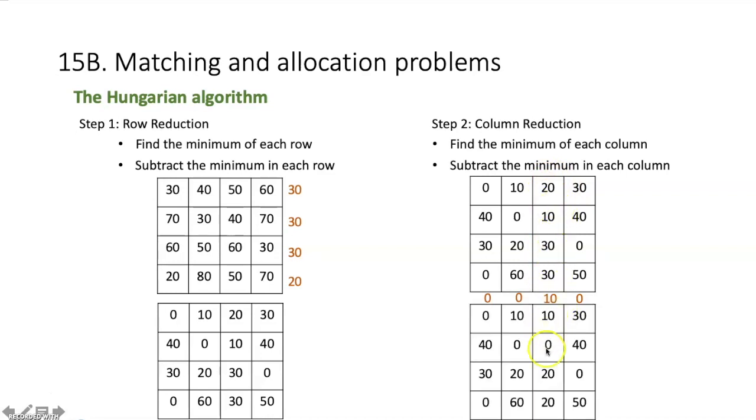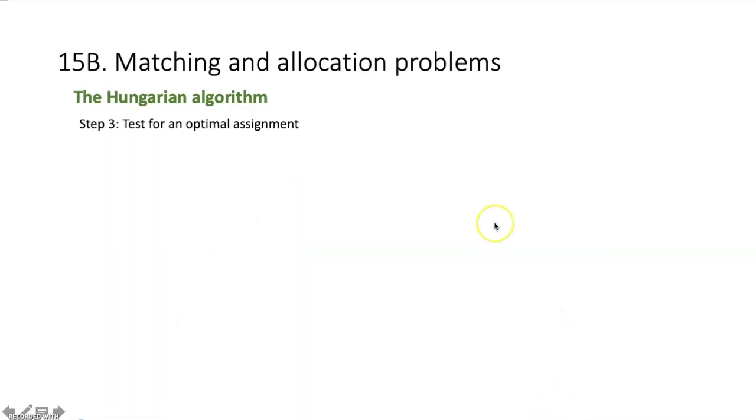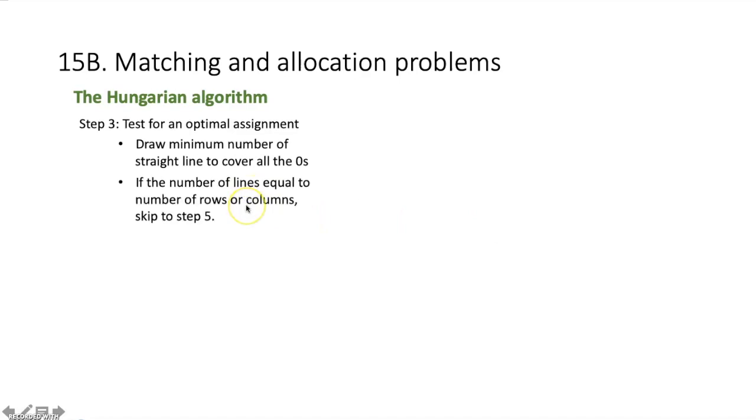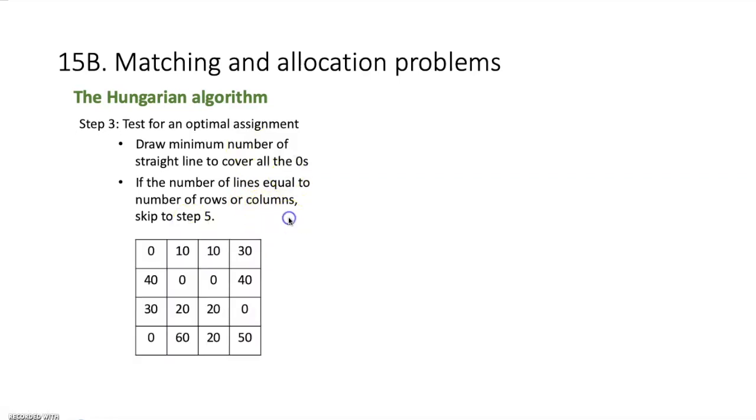Subtract 10, we have 10, 0, 20, 20. Step 3, we test for an optimal assignment. That means we draw the minimum number of lines to cover all the zeros. Then we check whether the number of lines equals the number of rows or columns. Because this is a 4x4 matrix, we need to check whether we have a minimum of 4 lines.